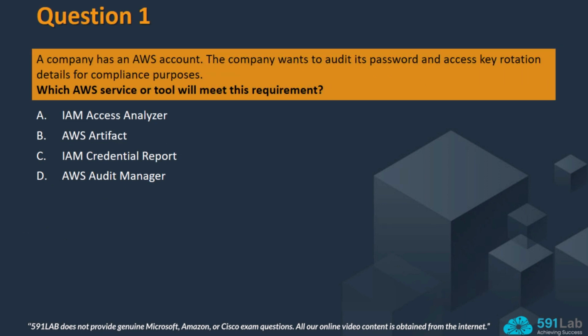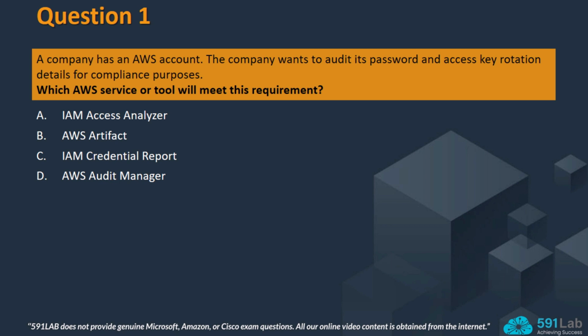Question number 1. A company has an AWS account. The company wants to audit its password and access key rotation details for compliance purposes. Which AWS service or tool will meet this requirement? Let's evaluate each option. Option A, IAM Access Analyzer.